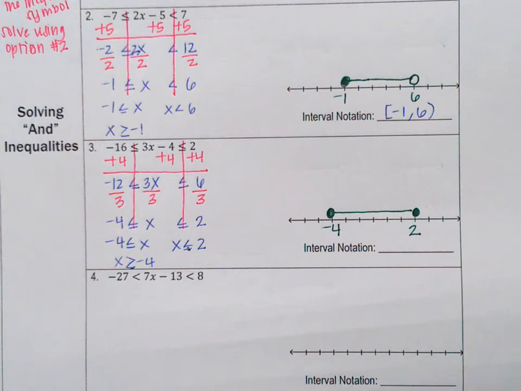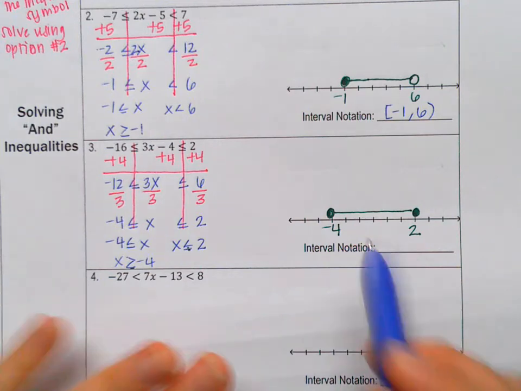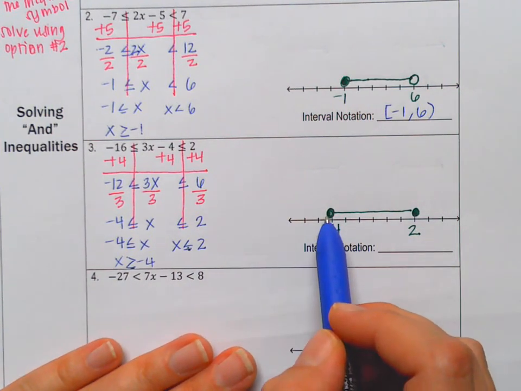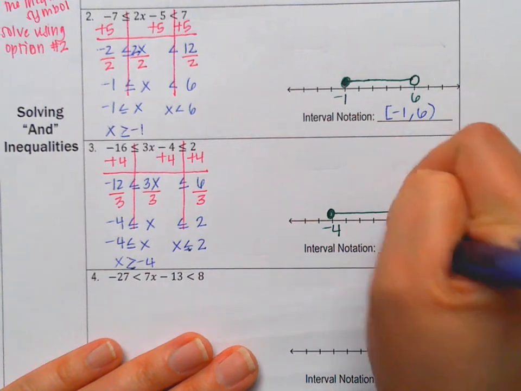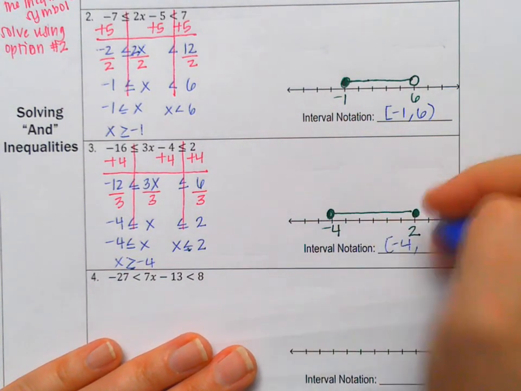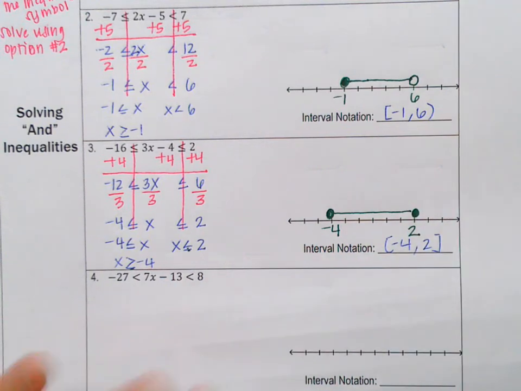Okay, you should be checking your work at this point. We're going again from left to right. So we start at -4. Is that going to be a parentheses or a bracket? It's a bracket at -4. It goes on to 2 with another bracket because they're both closed circles.